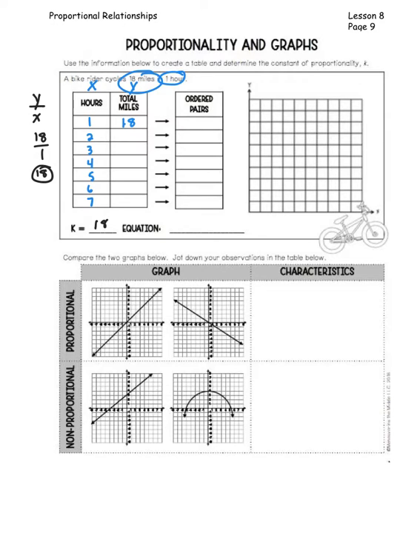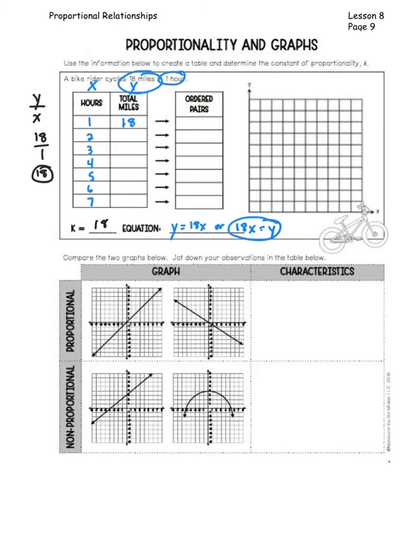Now, we do know that the constant of proportionality is 18. So that also means that we can use this equation. We can use y equals 18x, where the K would be 18, or if you prefer to use it this way, 18x equals y. And since our table is written with the x first and then the y, we'll go ahead and use it this way.